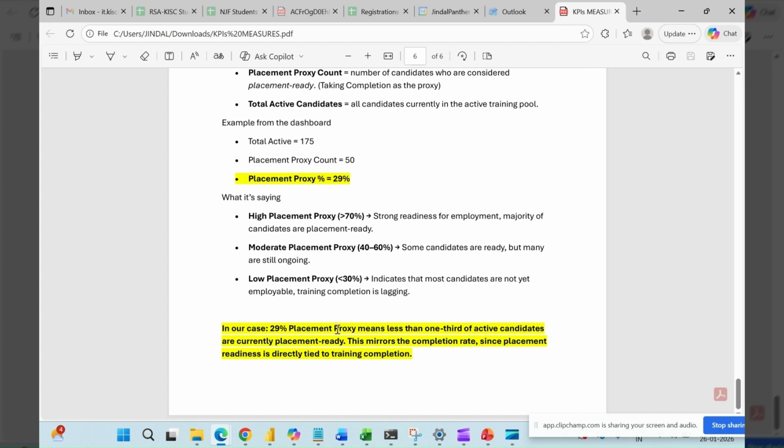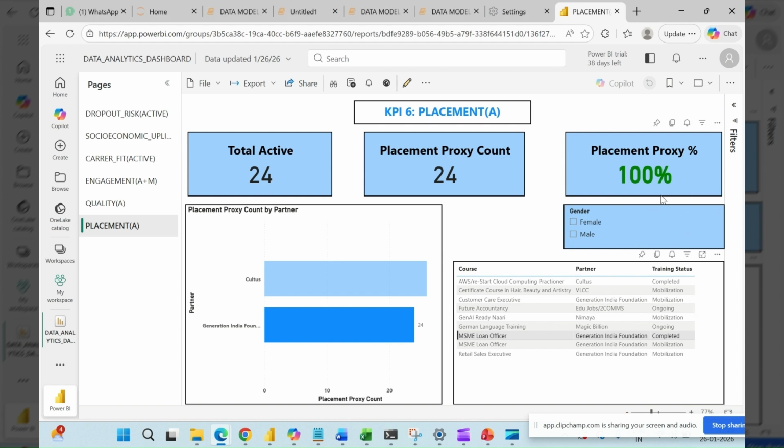So in our case, it is 29% as of now. Placement proxy means less than one third of active candidates are currently placement ready. This mirrors the completion rate, meaning this is very low. If I remove this filter right now, see, it is in red, 29%, because we have put the conditions like that. It is low, so that's why it shows red. Needs intervention.